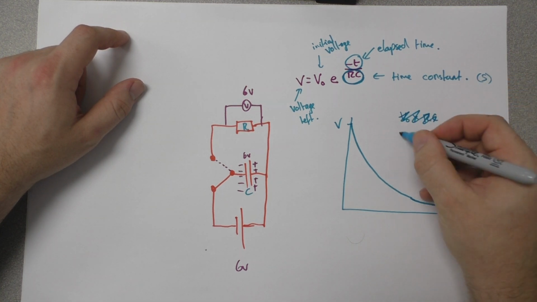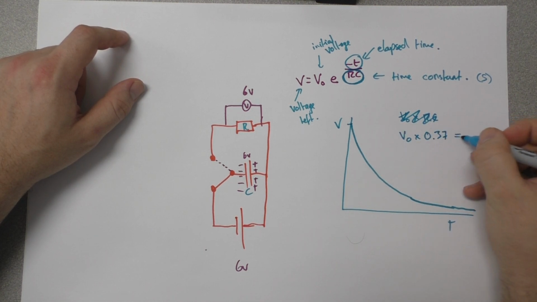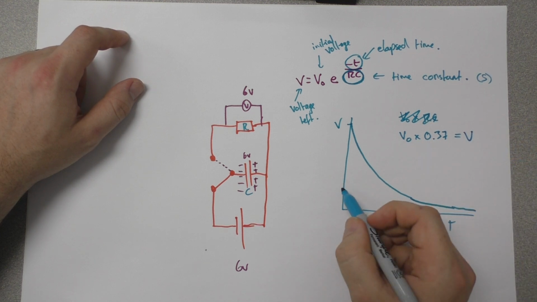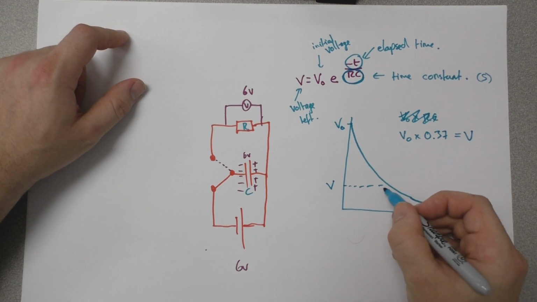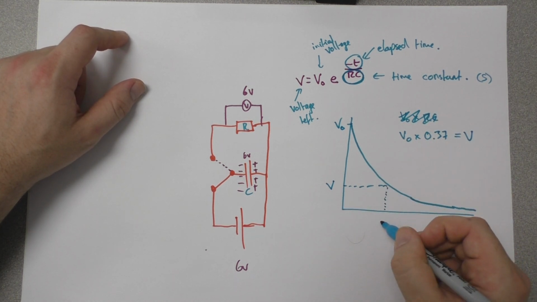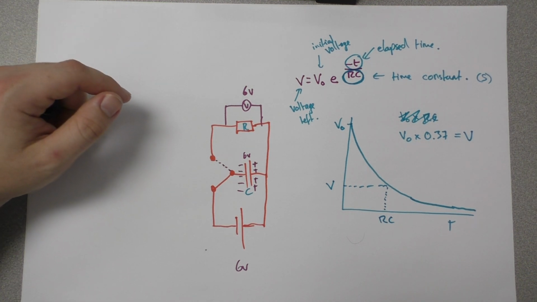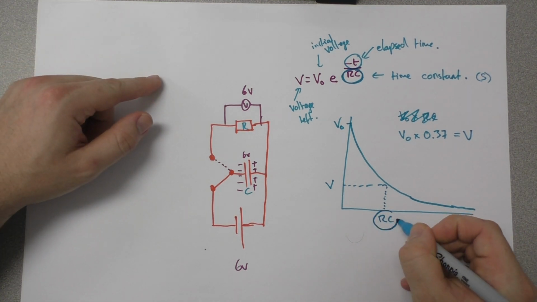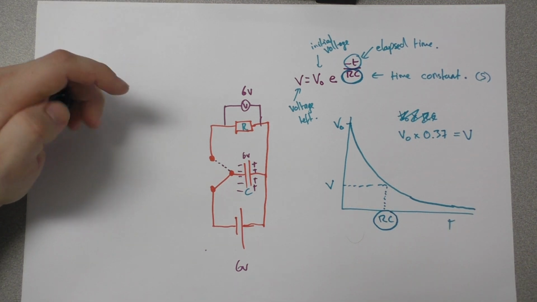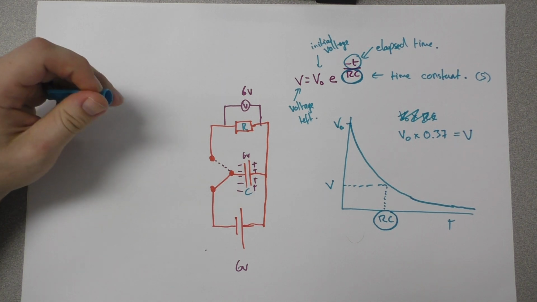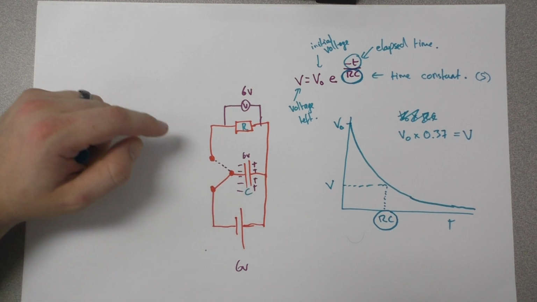Sorry, not V naught times by RC. V naught times by 0.37 will give you a voltage. And that voltage, V, so this is V naught up here, V will give you a value that is otherwise known as the time constant, which also equals the resistance times the capacitance. Now that's kind of mind-boggling in some respects, but we will be looking to prove that in lesson when we build an RC circuit just like this.